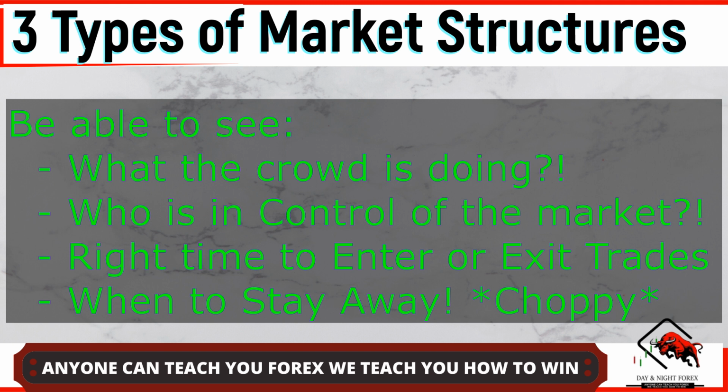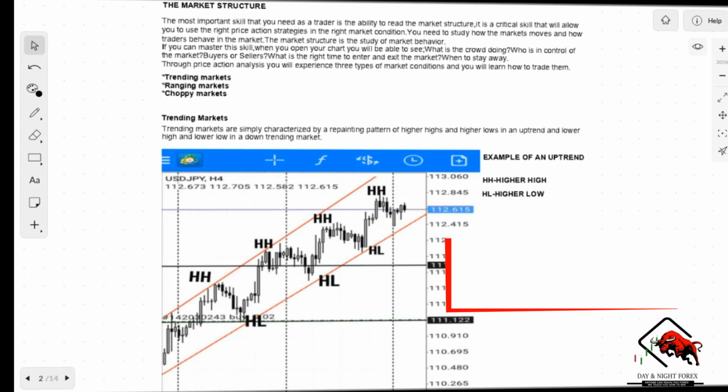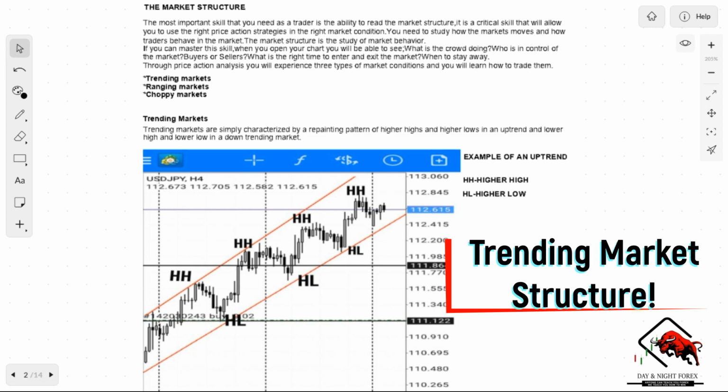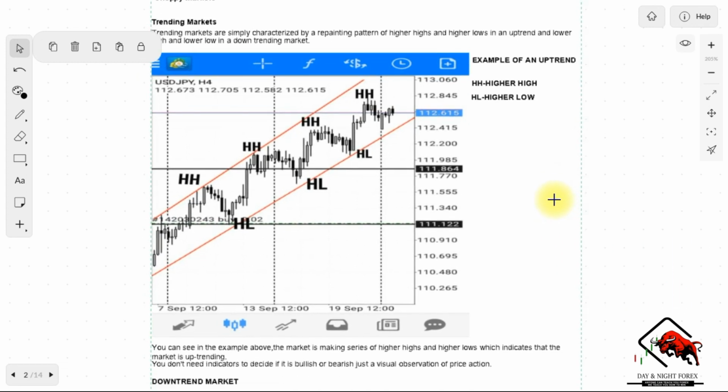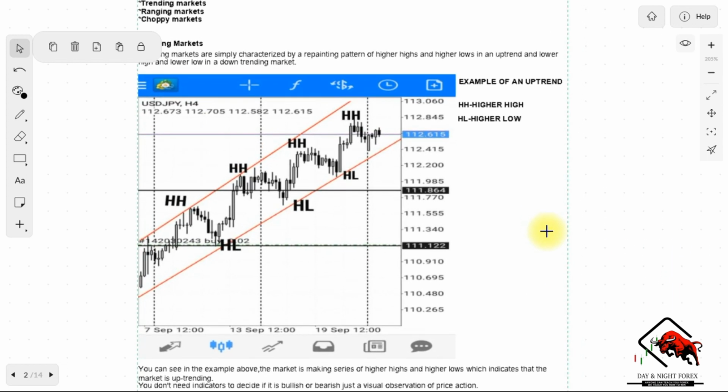Through price action analysis, you experience three types of market conditions, and you'll learn how to trade them. We have the trending markets, the ranging markets, and the choppy markets. Trending markets is what we're going to take a look at first. This is when we're having the uptrend and the downtrend. We're going to look at what trend we are currently in, and then see how we can take some of the opportunities that will occur in that market.